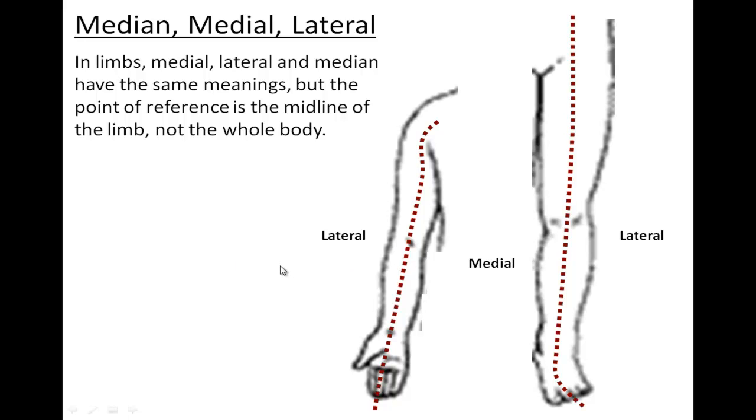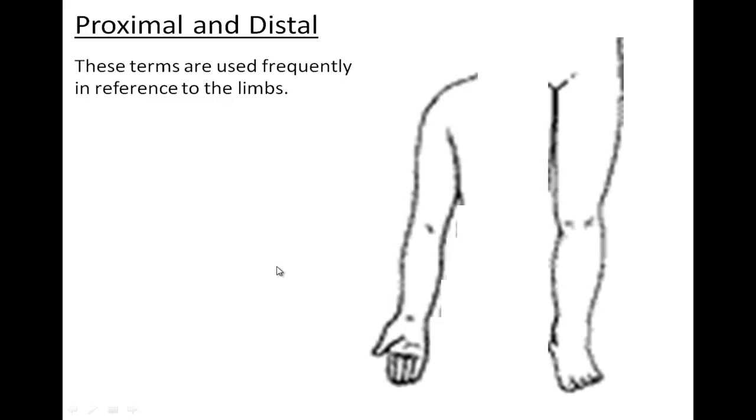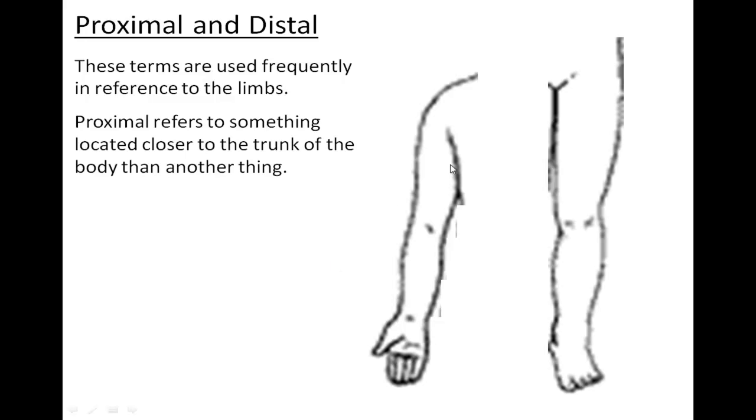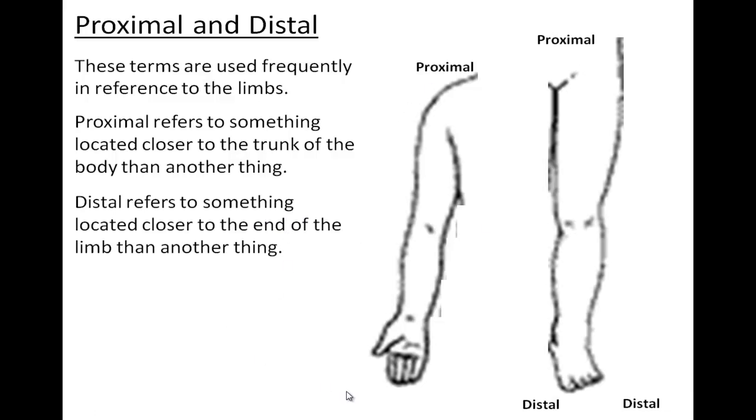relevance to that designation. Sticking with the limbs, let's move on to proximal and distal. Proximal refers to something that's closer to the core of the body than something else. So the shoulder and the hip are both proximal to the elbow and the knee, whereas something that is distal is further away from the body's core. So the tips of the fingers and the tips of the toes are distal to the elbow and the knee.